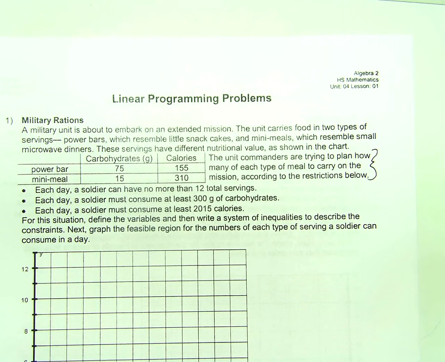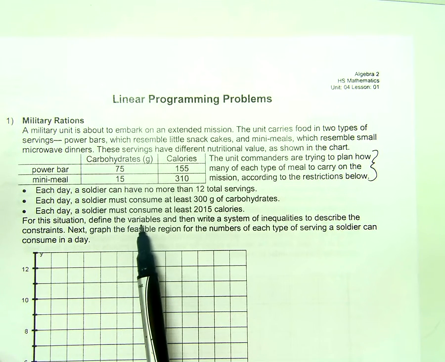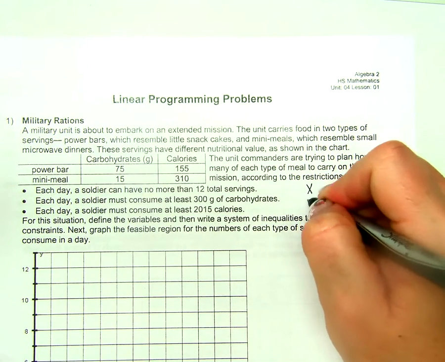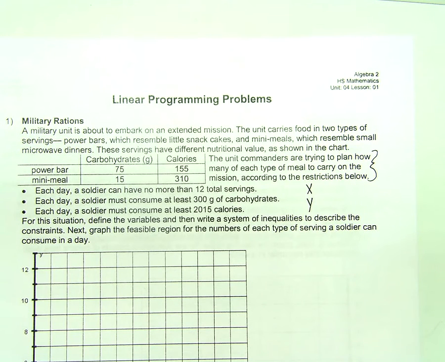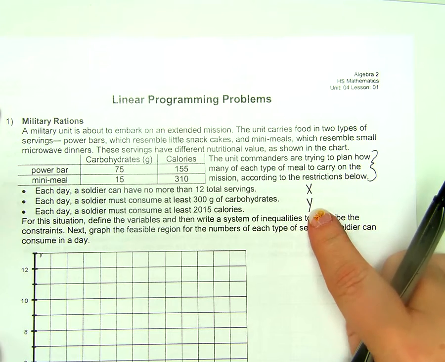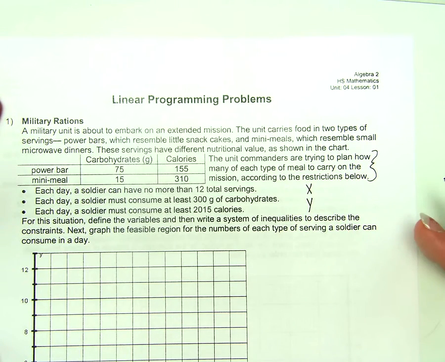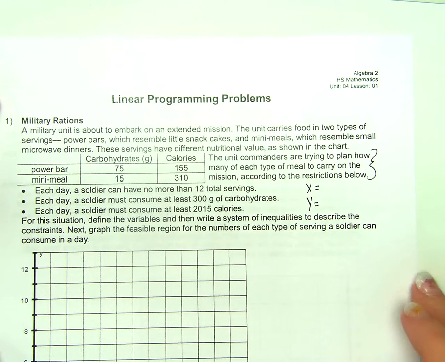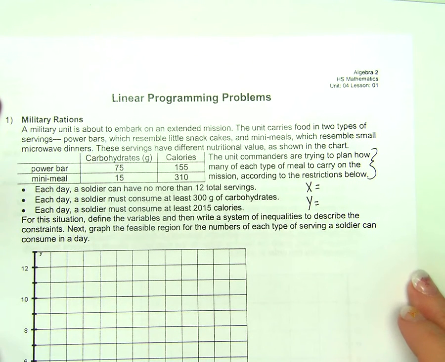So, first of all, we have to define our variables. Now, some of you are confused in this and think that saying X and Y, there's my variables. Is that defining variables or writing variables? That's just writing. Okay, defining variables is telling me which ones are going to use and what do they mean. What is X going to mean in this problem? And why do you think it's the number of power bars?